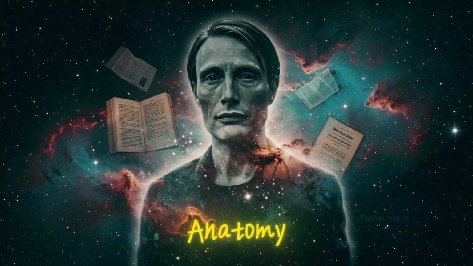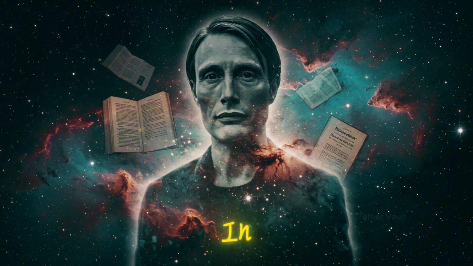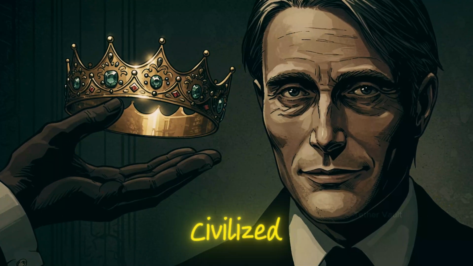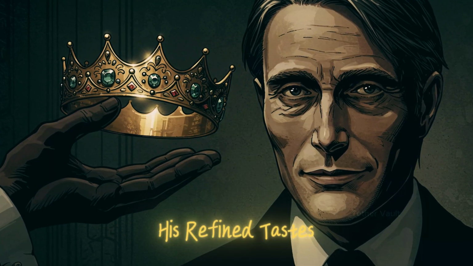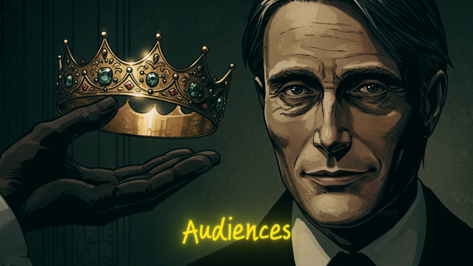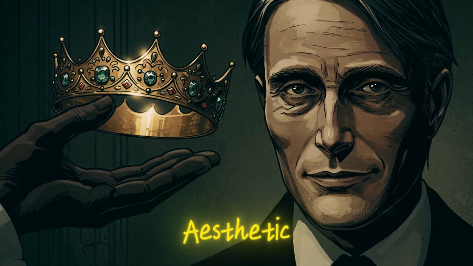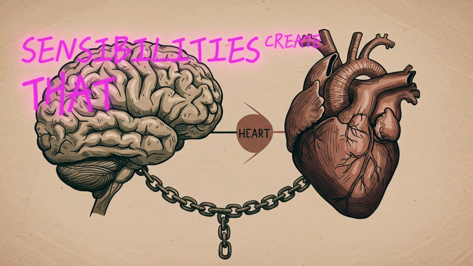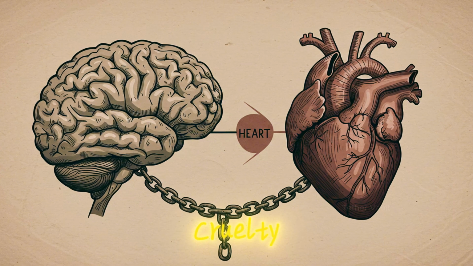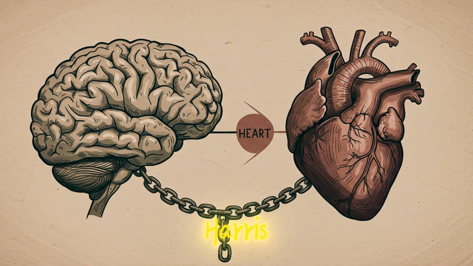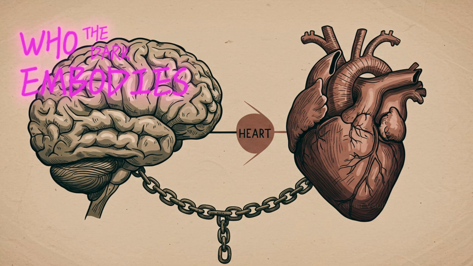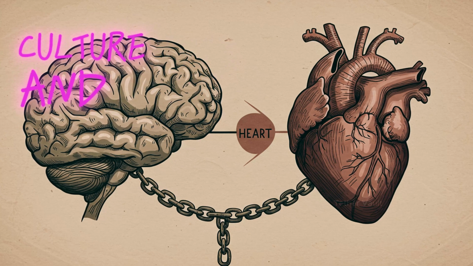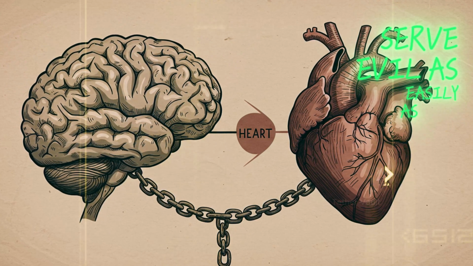Hannibal Lecter's character anatomy reaches its most sophisticated expression in how his construction generates philosophical questions that undermine the very foundations of civilized society. His refined tastes and cultural sophistication force audiences to confront the uncomfortable relationship between aesthetic appreciation and moral judgment, revealing how the same sensibilities that create beauty can also create exquisite cruelty. The anatomical genius lies in how Harris engineered a character who embodies the dark potential within civilization itself, showing how education, culture, and refinement can serve evil as easily as good.